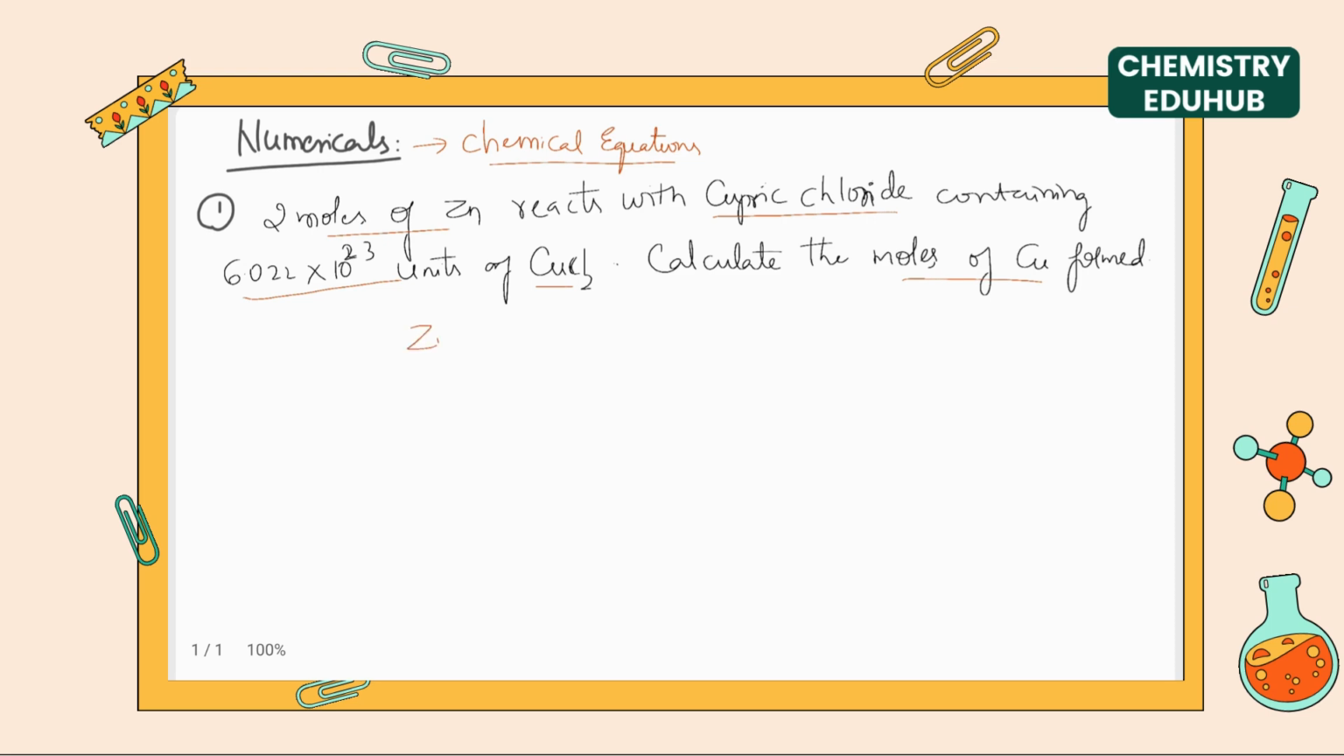So what is the chemical equation? We can write solid zinc reacts with copper chloride aqueous solution, that gives rise to zinc chloride aqueous solution plus copper. Here 1 mole of zinc is reacting with 1 mole of copper chloride, which gives rise to 1 mole of zinc chloride with 1 mole of copper.